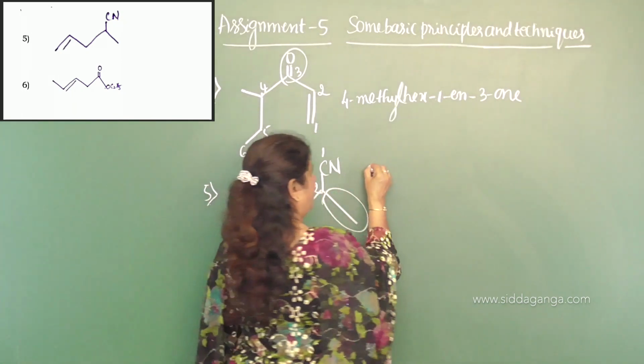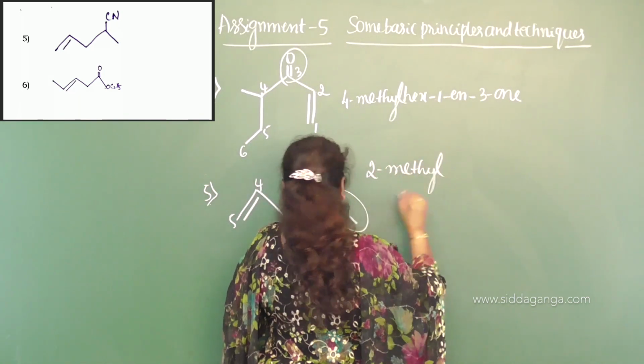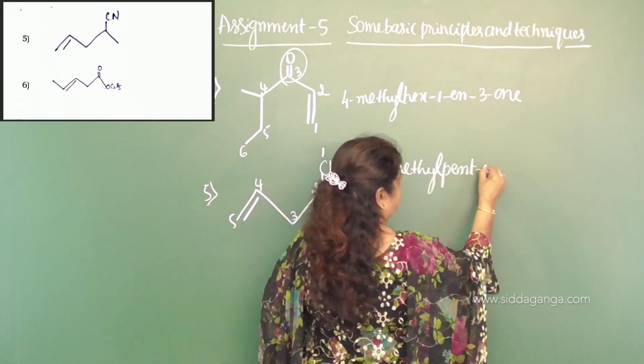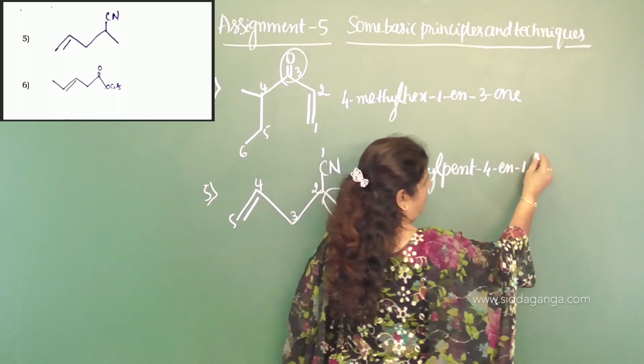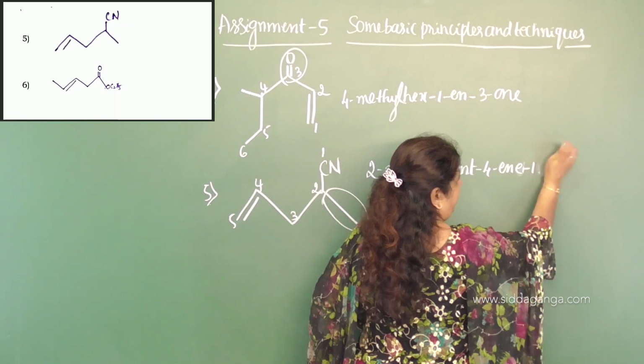Now, you give the name 2-methyl pent, 5 carbon atoms, 4-ene, 1 nitrile.